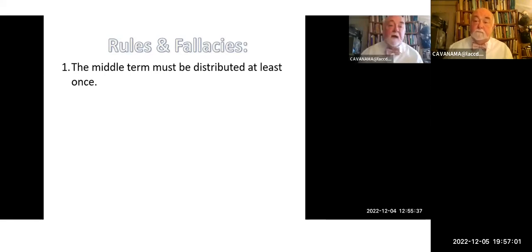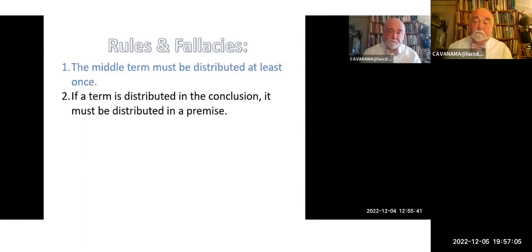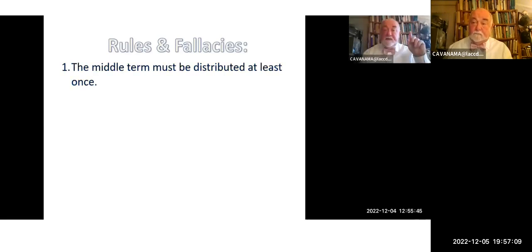Here they are. The middle term has to be distributed at least once. Remember distribution, by the way, I said that's going to come back and bite us again. Here it is. Distribution: when a proposition says something about each and every member of the class indicated by a term, that term is distributed for that proposition. The middle term must be distributed at least once.